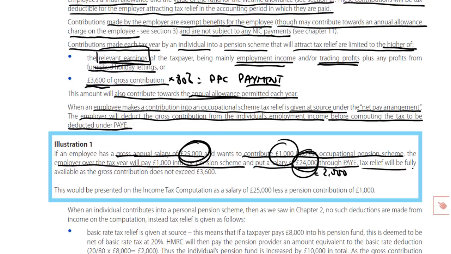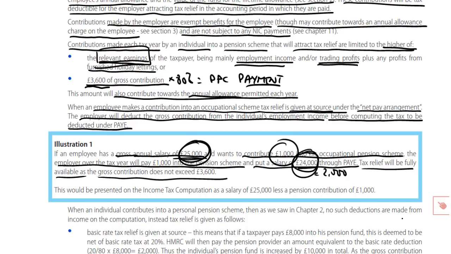That tax relief, of course, will be fully available as the gross contribution does not exceed £3,600, and of course your gross contribution is well less than your relevant earnings of £25,000. You'd only talk about that in a discursive question. What you're more likely to have to do is to show it on an income tax computation. So what do you show?